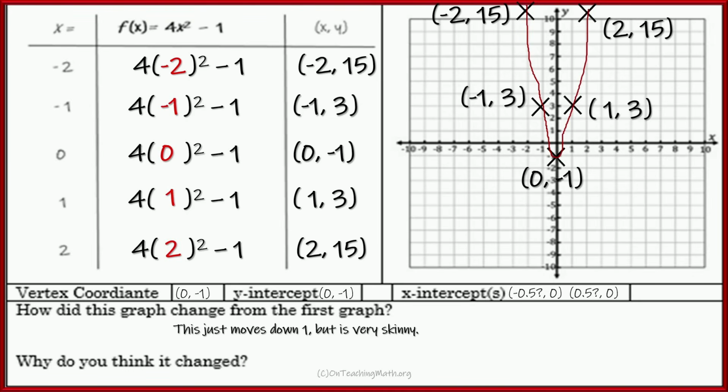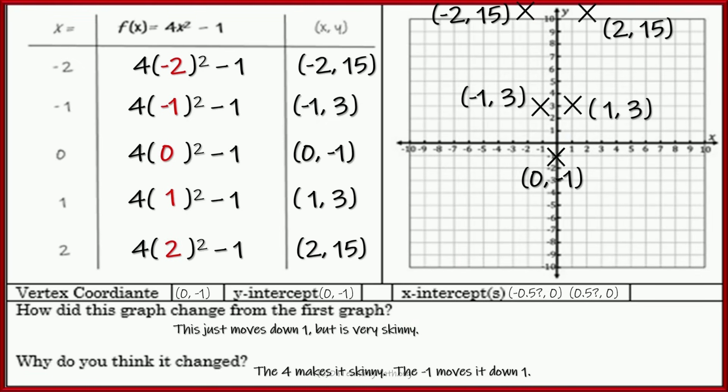Do you see? The graph crosses somewhere between negative 1 and 0, and then again between 0 and positive 1. So somewhere maybe around 1/2 and negative 1/2, maybe those are our two x-intercepts. Now, as we learn about quadratic equations, we'll learn how to find out exactly what those are, but for now, we're just going to have to kind of estimate, right? So this one is really similar to our very first equation, except it gets moved down 1, and it's really skinny. It's not spread out like the last one is.